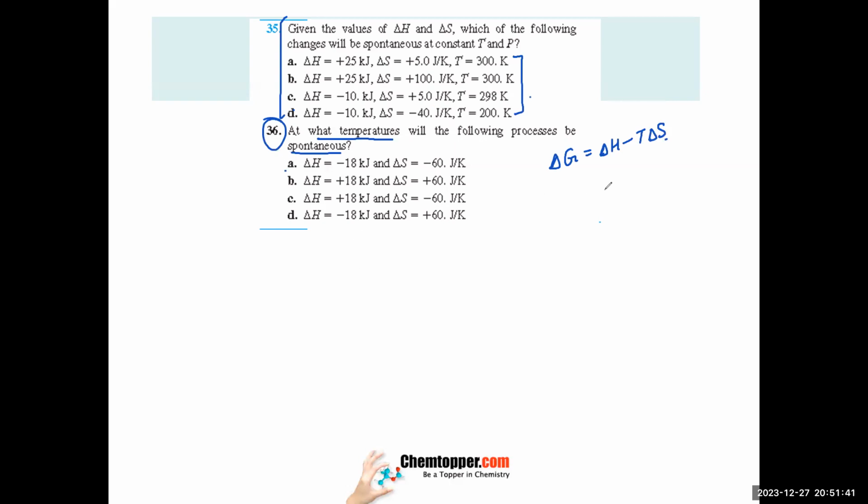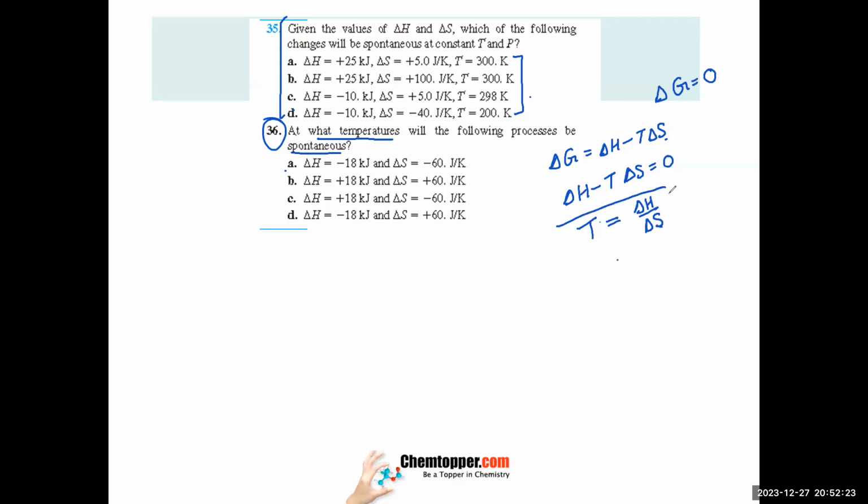To answer this question, you want your delta G to be negative. So they're asking at what temperature. So what I'm going to do, I'll put this delta H minus T delta S equal to 0. Let's assume the process is in equilibrium. What is the meaning of equilibrium? That delta G is 0. That's the meaning of equilibrium, right? Okay. Now, can you tell me how to calculate temperature? Don't you think that temperature is delta H over delta S?